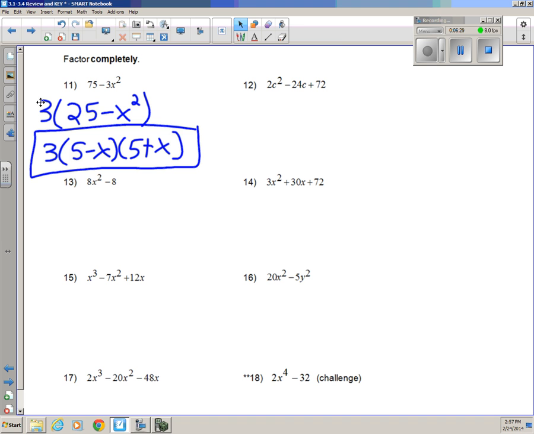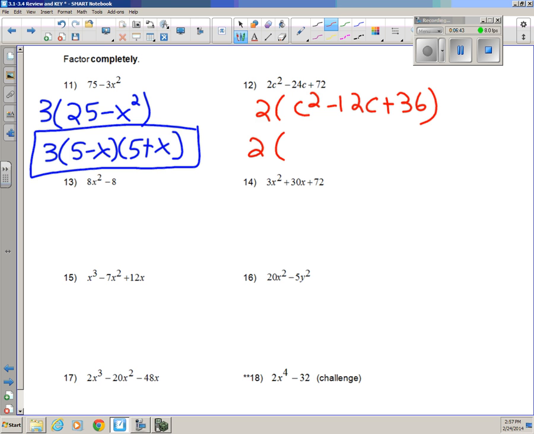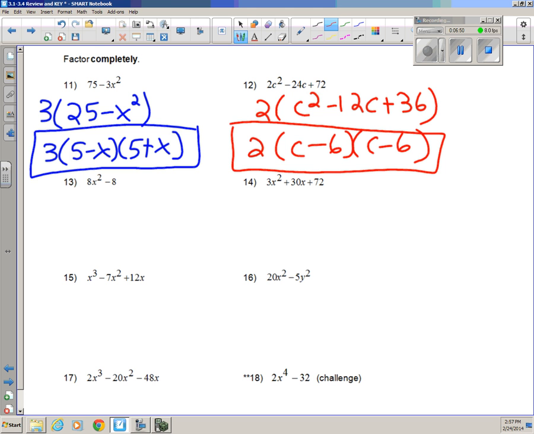The next one, number 12, the GCF is 2. What's left over? C squared minus 12c plus 36. And I'm going to IAM that parenthesis, but I can't leave out my GCF. What's going to multiply to 36 but add to negative 12? C minus 6 and C minus 6. Remember, your final answer has to have GCF outside of two parentheses.